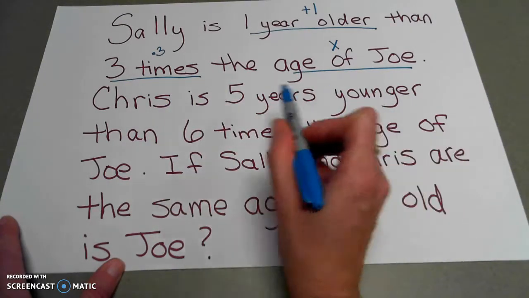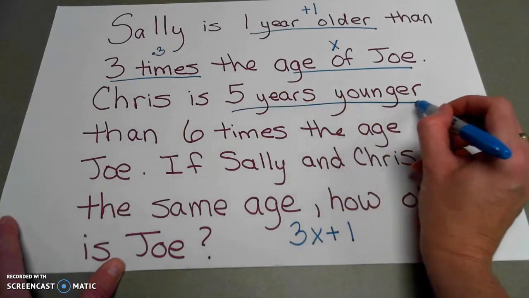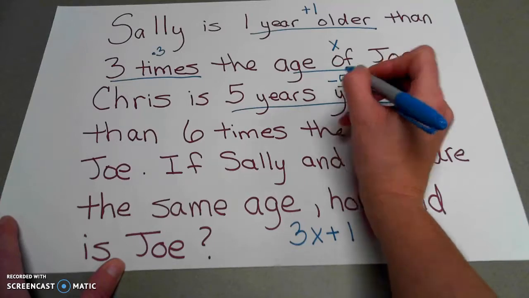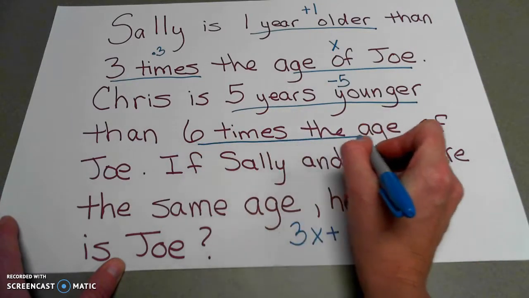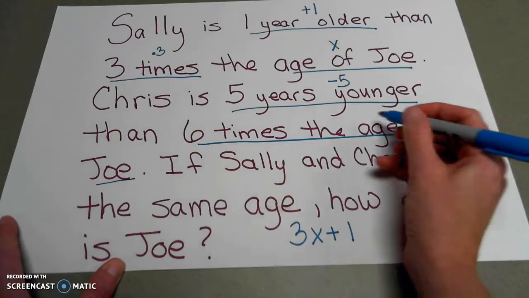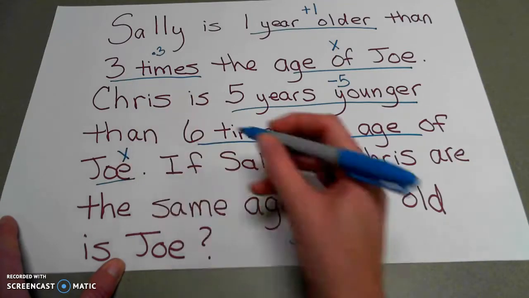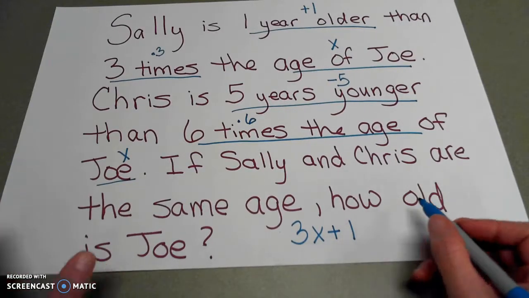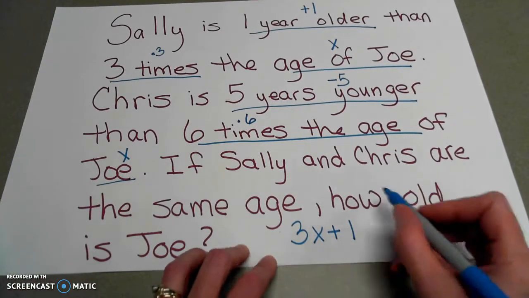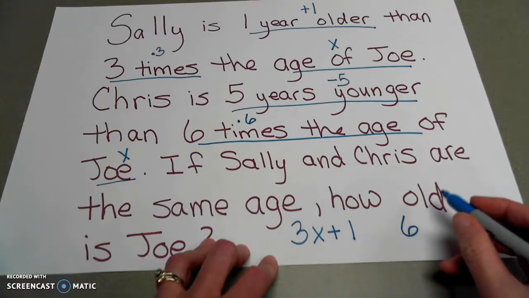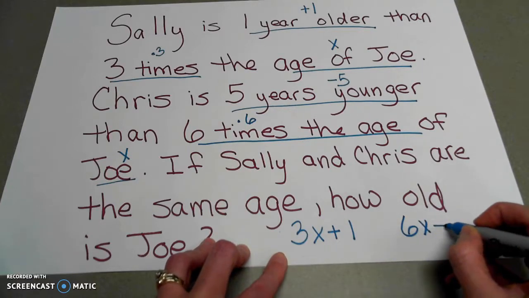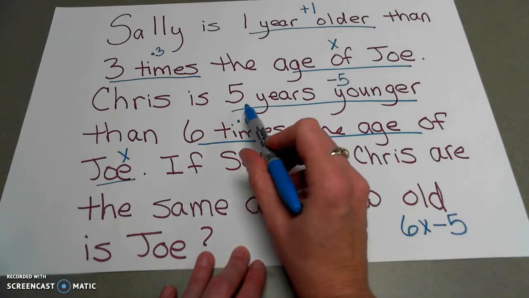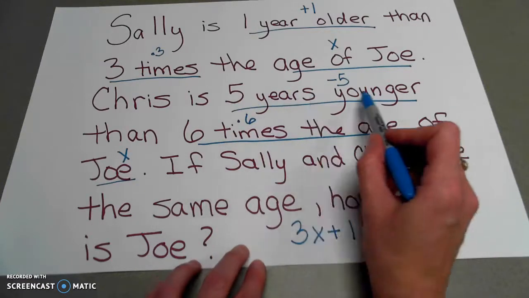Chris is 5 years younger. I'm hearing subtraction, so we're subtracting 5. Then 6 times, there's that age of Joe again. So we've got the age of Joe is X. We're multiplying by 6. So if I write that side of the equation, it's going to be 6x minus 5. Make sure that you're subtracting 5 because it's saying that Chris is 5 years younger.